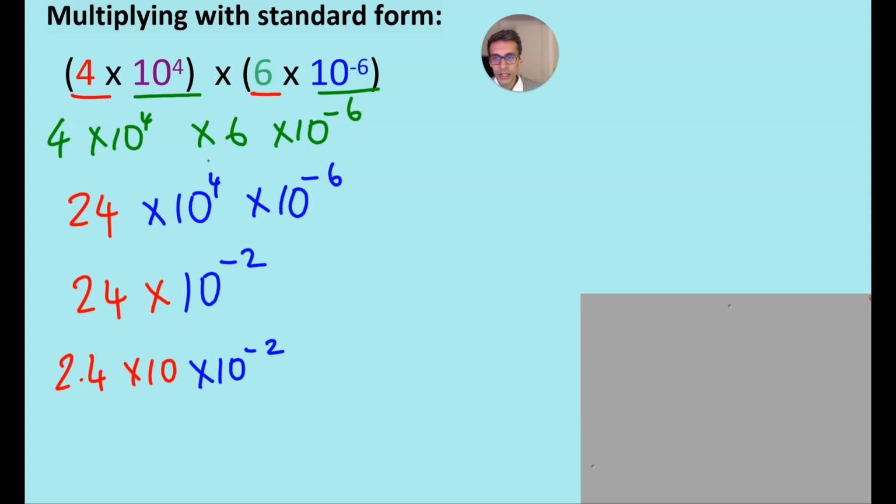Remember, there's a power here. This 10 does have a power. We write a 1 there. We don't normally write it, but in this question and these examples, we should be writing it. And then you convert this back. So this is going to be 2.4 times 10 to the power 1 plus negative 2 is negative 1. That is our answer. So it's 2.4 times 10 to the power negative 1.